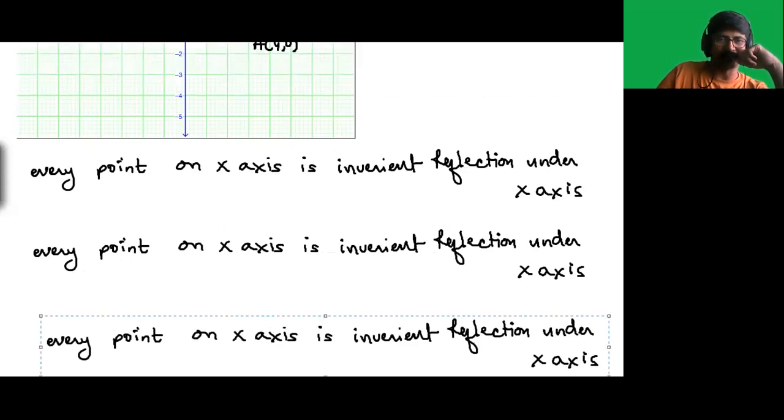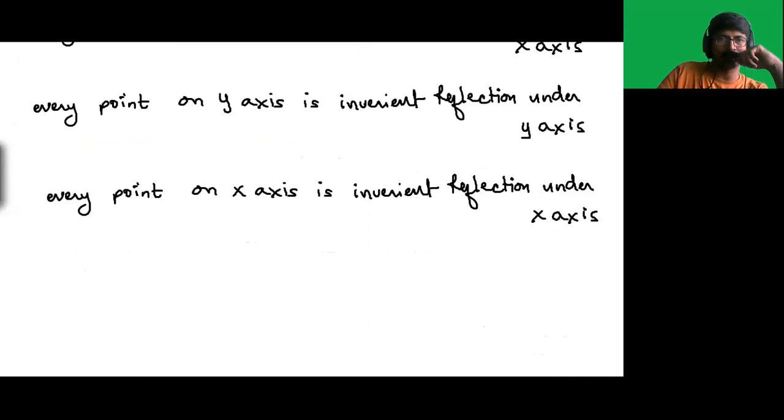You'll understand the funny part now. So every point on the y-axis is invariant under reflection under y-axis. Not every point on x-axis. For the origin, you can say origin, not every point. Origin is invariant under reflection under origin.